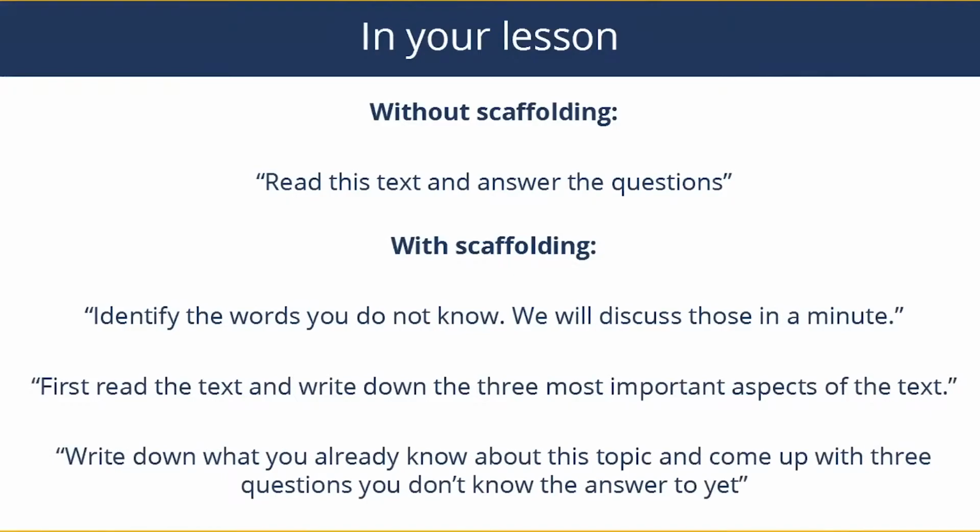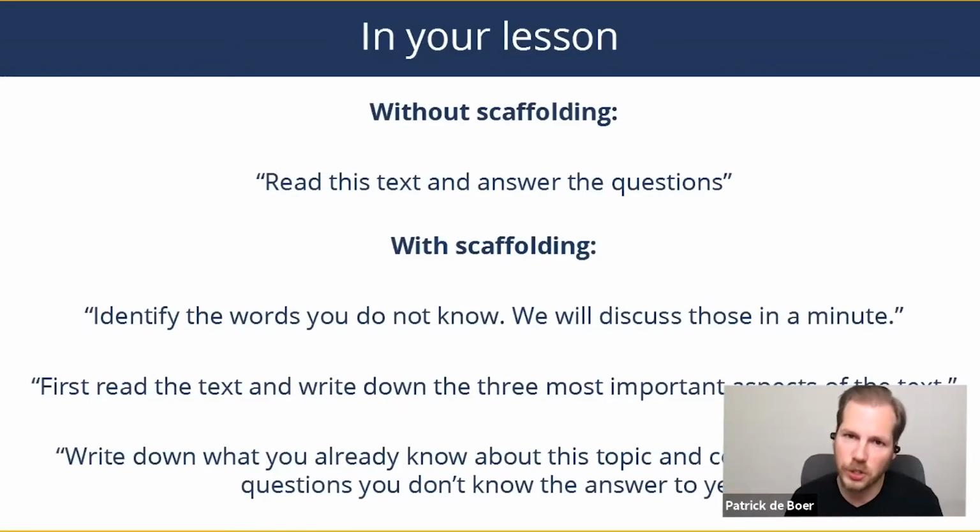Or last option, write down what you already know about this topic and come up with 3 questions you don't know the answer to yet. So it's a bit of a brainstorm activity to activate prior knowledge and to make sure that we already get them ready to start learning. And with a task like this, during the discussion, you can already link this to the different words that might have to do with the text that you want them to read.